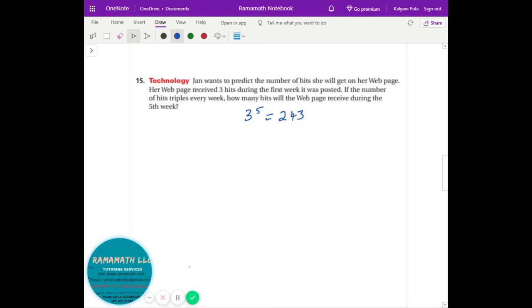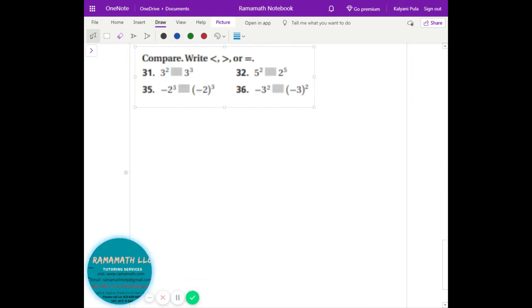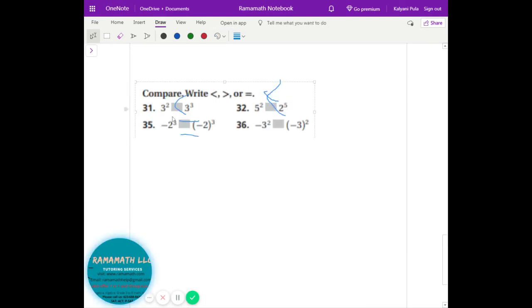Okay, that looks good. Next question, using the exponent, but now we're comparing them. Compare means it's a less than, greater than, or equal. So as I see, this is good. Number 36, negative 3 to the second power is actually bigger. The one on the right is bigger. Okay, this is bigger. Yeah, so this is going to be negative 9, and this is going to be positive 9. So obviously this is bigger.